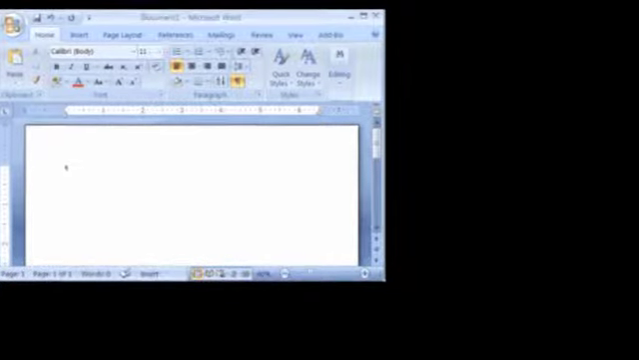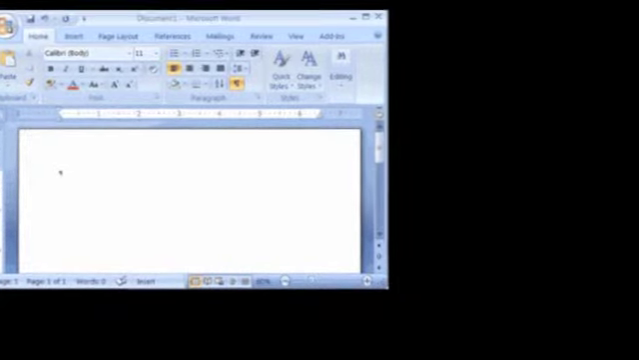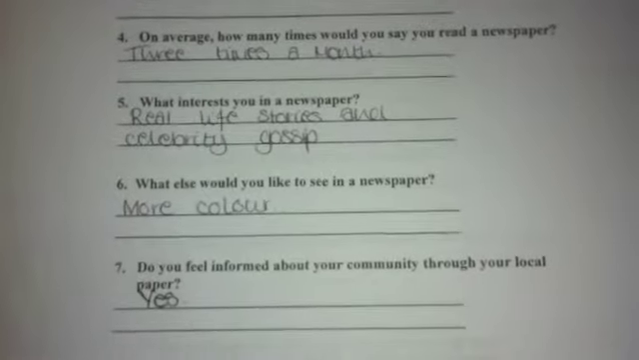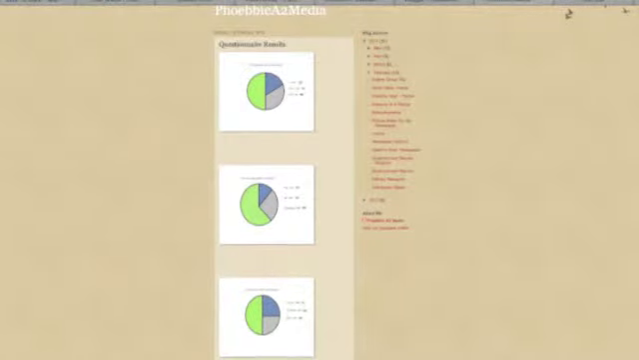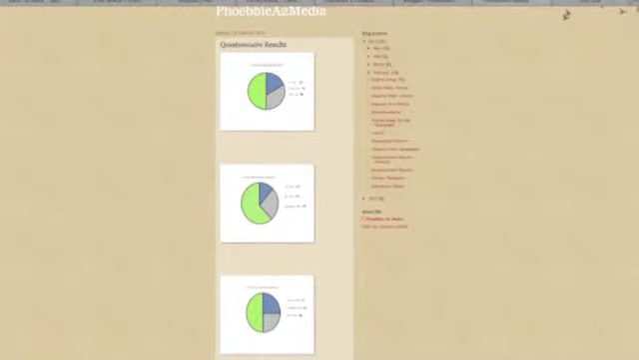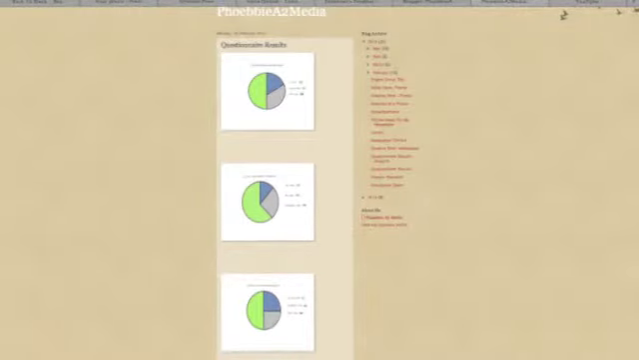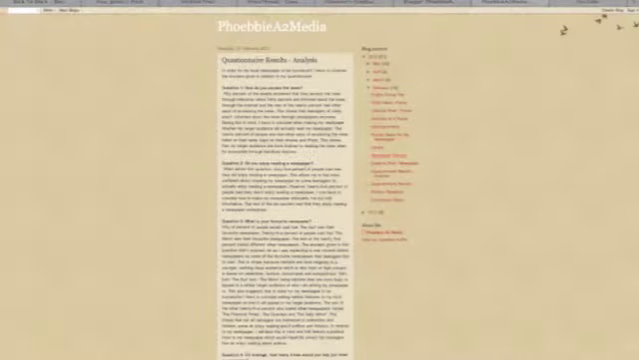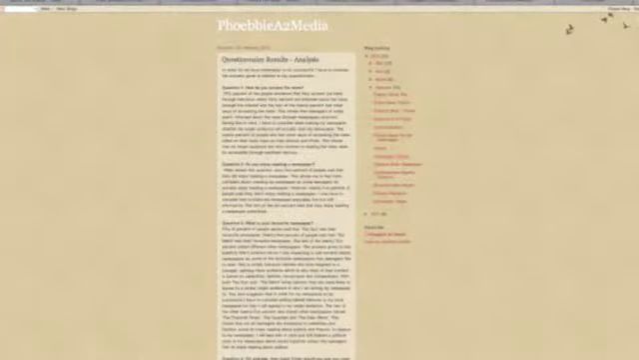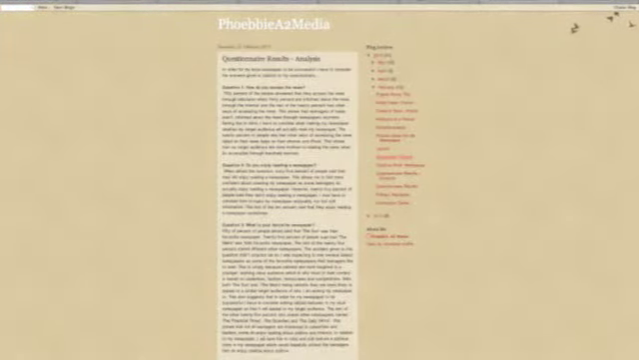I chose to use a questionnaire as a way of finding out what teenagers liked and disliked about newspapers, what they wanted to see in a newspaper, and most importantly, if they even read newspapers. To create my questionnaire, I used Microsoft Word and the outcome looked like this. I wanted to show the results of my questionnaire using pie charts, and to do this, I used Paint. Overall, I think the questionnaire really helped in establishing what I was going to feature on my newspaper.